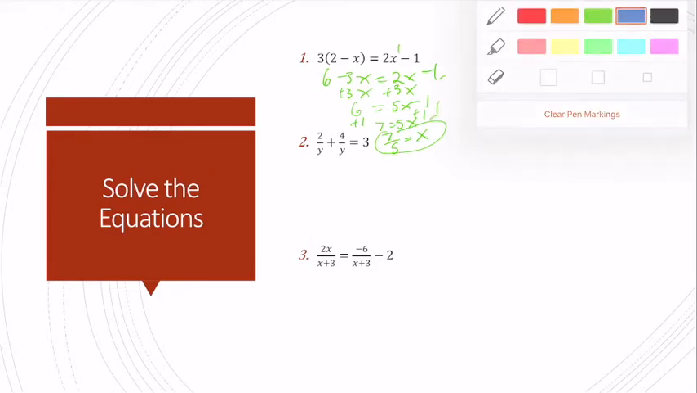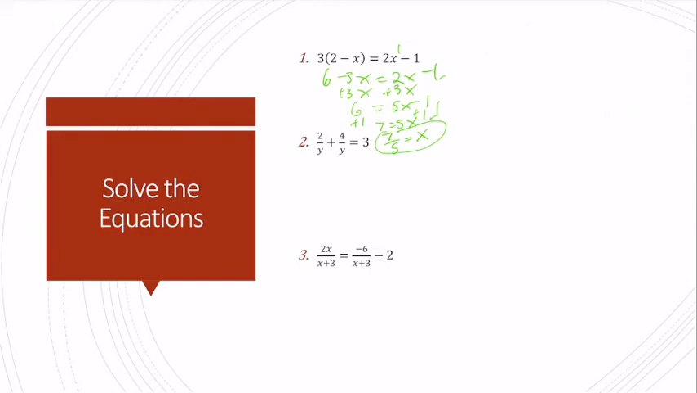Let's try this again. If I have 2 over y plus 4 over y equals 3, I'm going to go ahead and add these fractions. That's going to give me 6 over y equals 3. I'm going to go ahead and multiply both sides by y to move y to the other side. So I get 6 equals 3y. I get y equals 2. Now I need to check and make sure that solution's in my domain. What number is not in my domain? 0. So 0 couldn't be a solution to this equation.